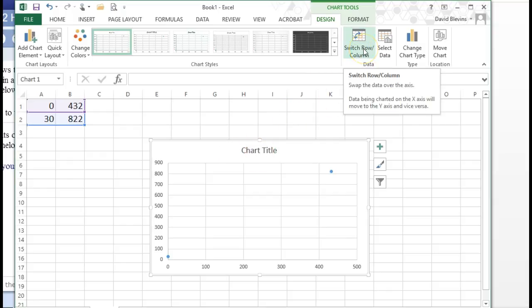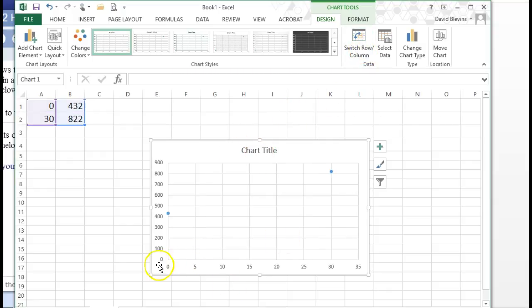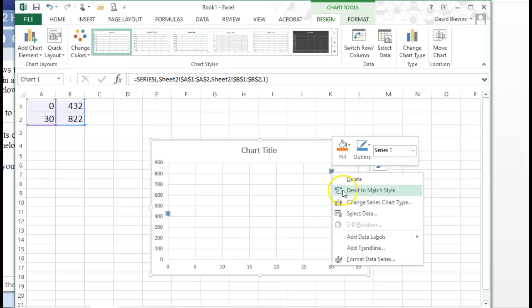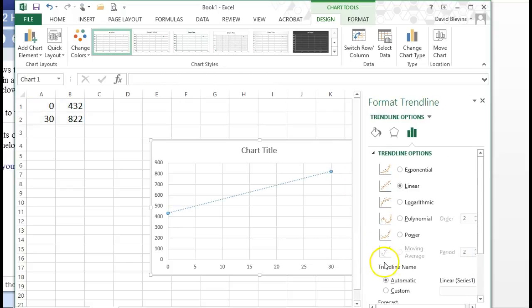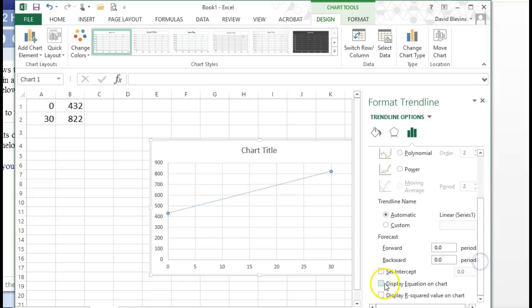Let me click this switch row column. I don't know why mine went backwards. So there's 0, 432, and 30, 822. So I had to click that switch row column. If you don't see your points on there, that may be all it is. But once I've got those 2 points on there, you can right click either point and tell it to add a trend line. Then scroll down over here to the right side and select display equation and display r² value.